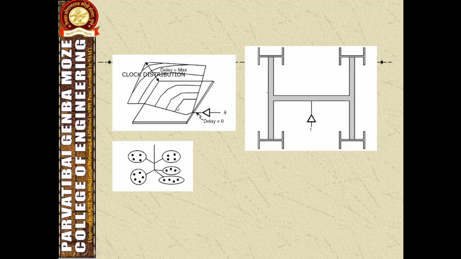This figure shows a simple map of the clock delay versus positions. In this map, the height of the surface shows the clock delay. The various techniques are used to improve the clock distribution. I will write them one by one here. First technique is physical design.